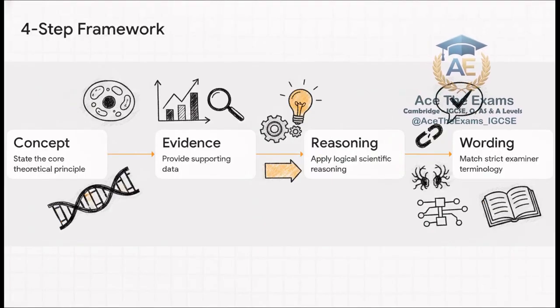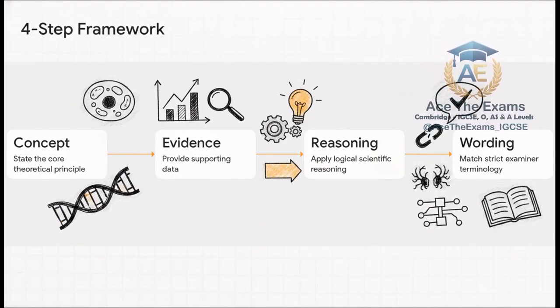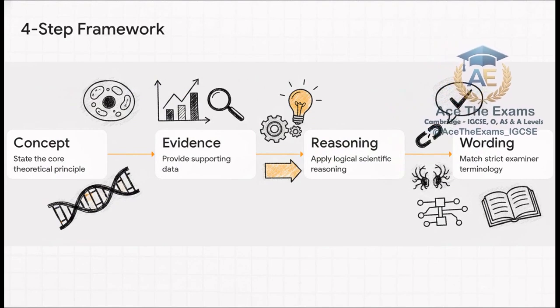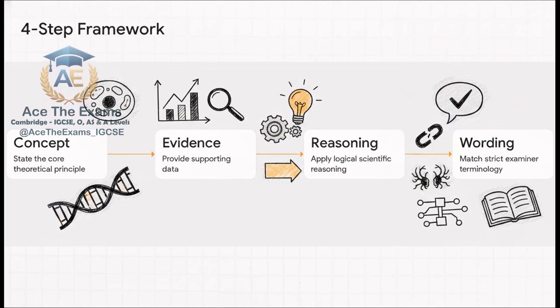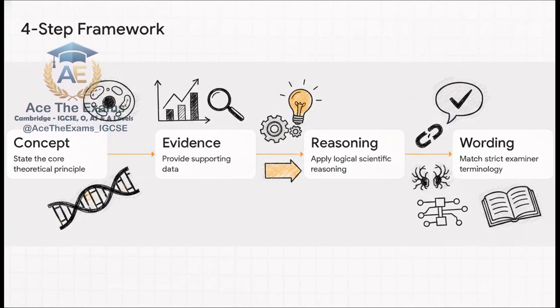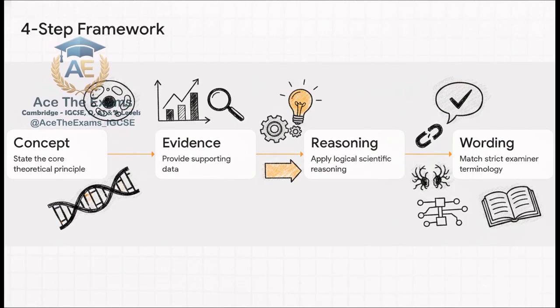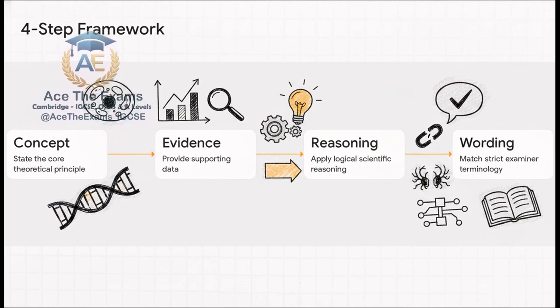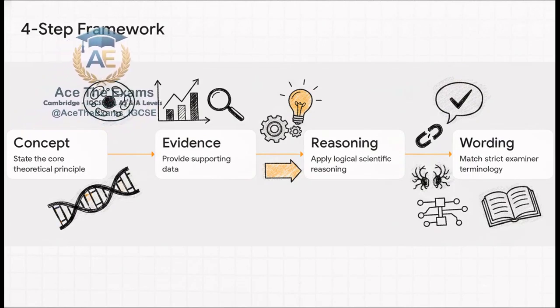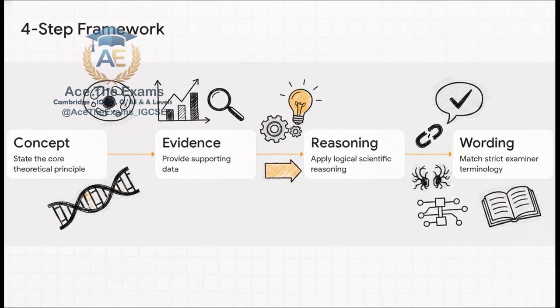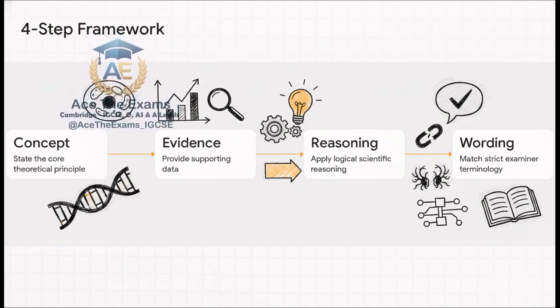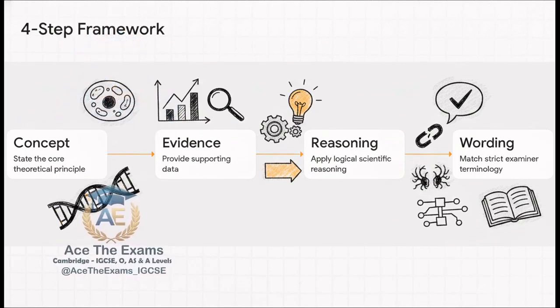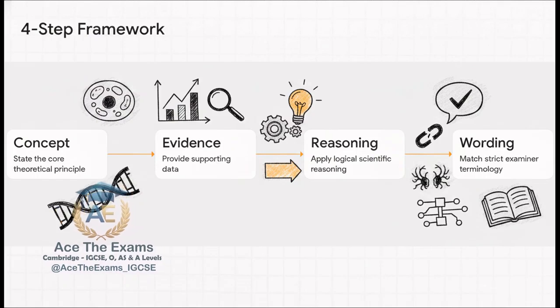To reliably hit that top band over and over again, your brain needs to automatically process every complex question through a strict 4-step sequence. Step 1, state the core theoretical concept clearly. Step 2, back it up with the specific data or evidence provided in the prompt. Step 3, connect the two using logical, causal, scientific reasoning. And step 4, ensure your vocabulary strictly matches the precise terminology examiners demand. It's a chain, right? If you skip a step, the logical chain breaks, and those marks drop instantly.